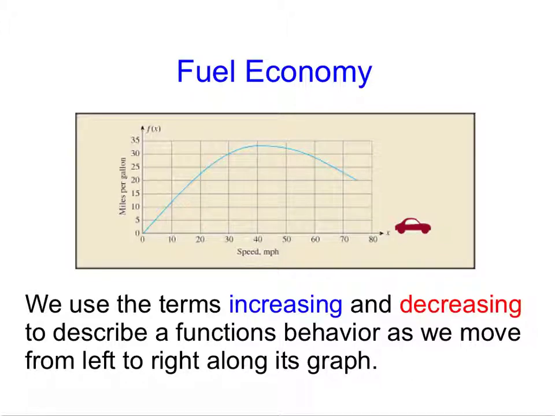So I stole this graphic from your textbook, and this is the graph of fuel economy for a car, graphing the speed of the car versus the miles per gallon. And so you can see this is a curve that goes up and then comes down. And we use the terms increasing and decreasing to describe the behavior of a function. And we use those words on a graph as we move from left to right.